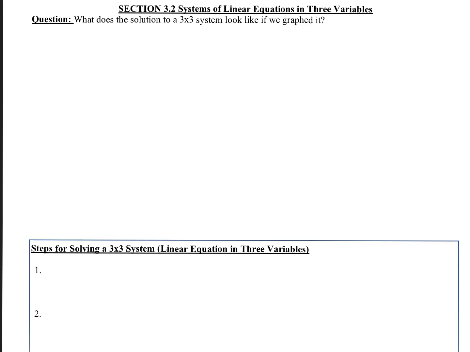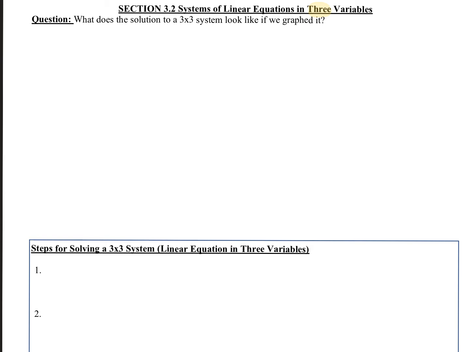Welcome to section 3.2, systems of linear equations in 3 variables. Okay, so we've moved up the amount of variables. So if we have 3 variables, in order to solve, we need 3 equations. Just like if we have 1 variable, we need 1 equation to solve. If we have 2 variables, we need 2 equations to solve. So now we're moving into 3 variables, which means we're going to be looking at 3 equations and working with that type of a system.